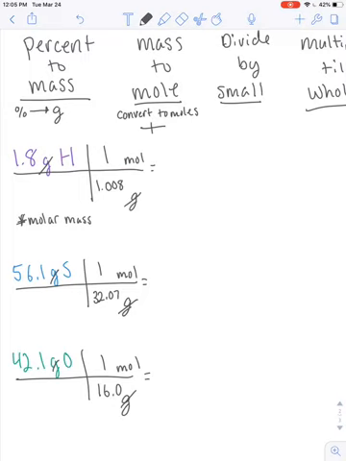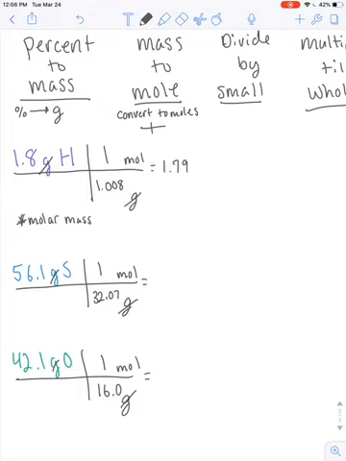We just have to do our calculations. What I'm going to do is multiply across the top and divide by the bottom. So what you're actually going to end up doing for this step is always dividing by the molar mass. So 1.8 divided by 1.008 is going to give us 1.79.